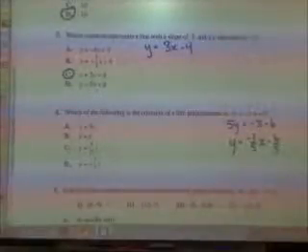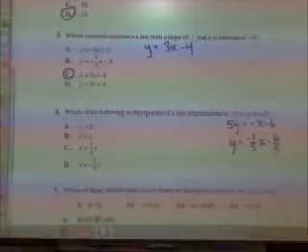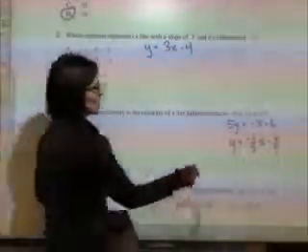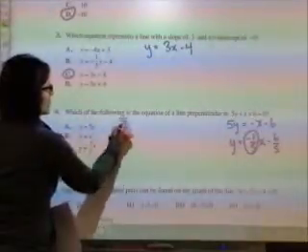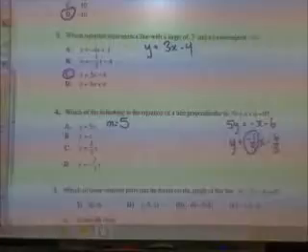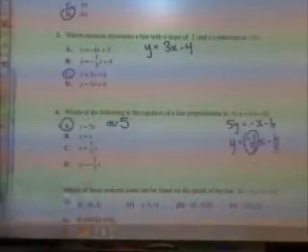So what's the slope of this line? Negative 1 over 5. So what's the slope of my perpendicular line? 5. The slope of my perpendicular line would be 5, which means my choice would be A, because it's the only one that has the perpendicular slope.